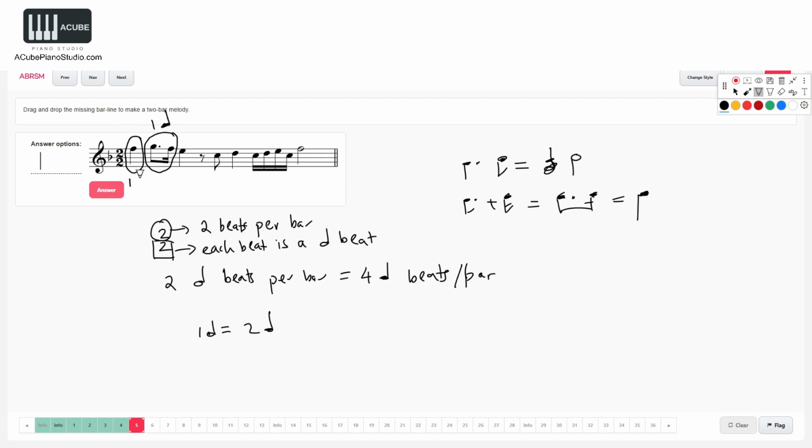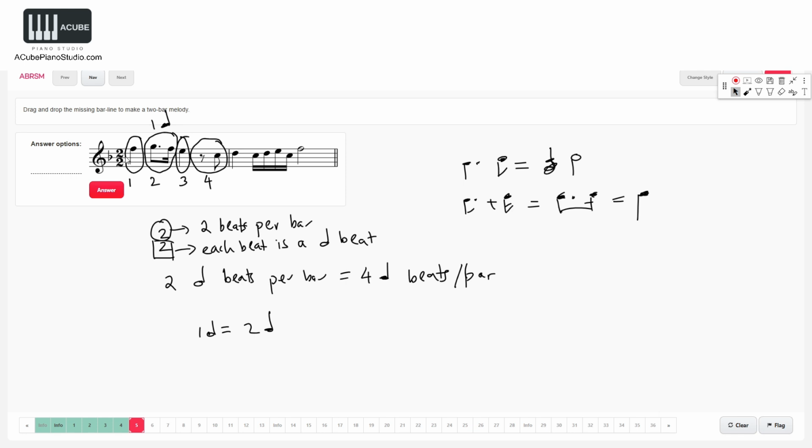So 1 crotchet, 2 crotchet. This is the third crotchet. Then a quaver plus another quaver make up a crotchet. So this is the fourth crotchet beat. So in 2 time, there are 4 crotchet beats per bar. So my bar line would be here.